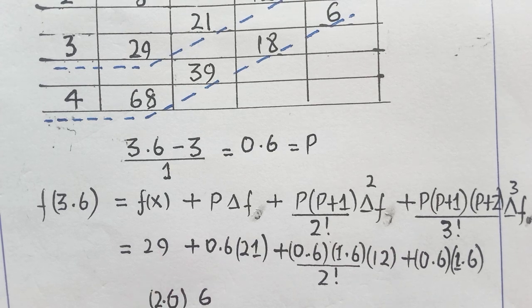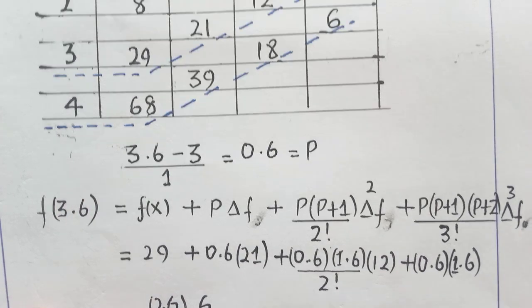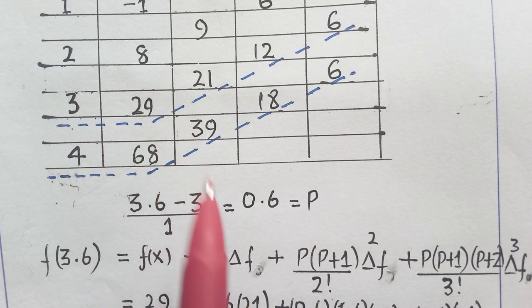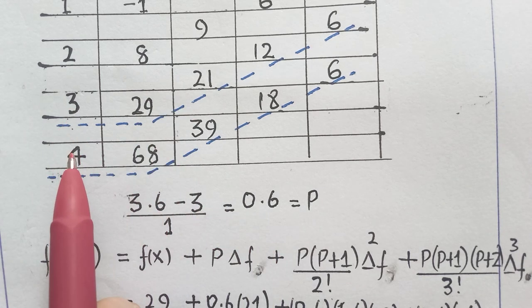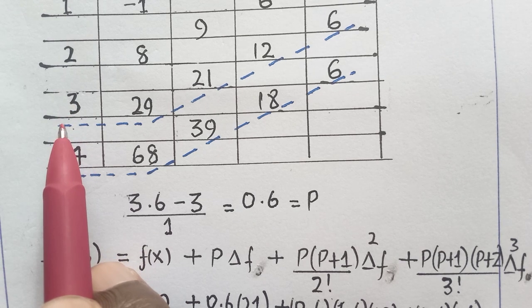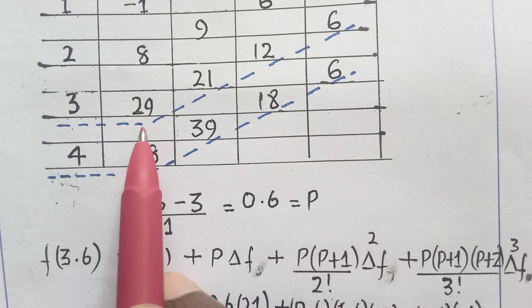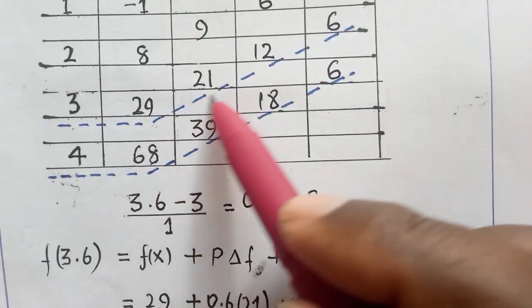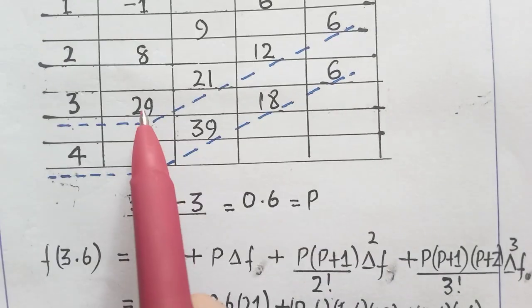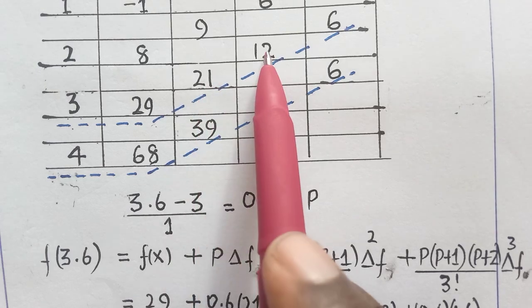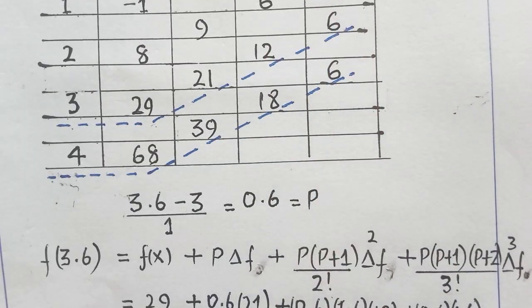So now guys, at the same time, we have drawn the initial value, because we are talking of 3.6. Before we get to 3.6, we have gotten to 3. So 3, we consider it as our initial value. So we draw a dotted line like that. And when we reach here, we can now draw the diagonal like that. So these are the values we shall be using for f(x), for first derivative, second derivative, and third derivative.